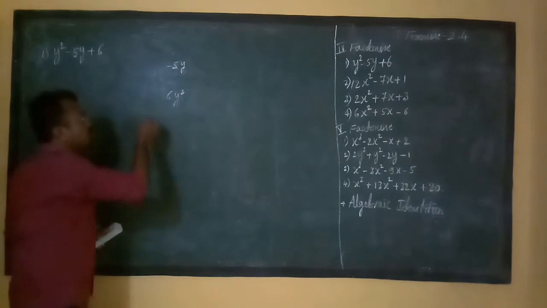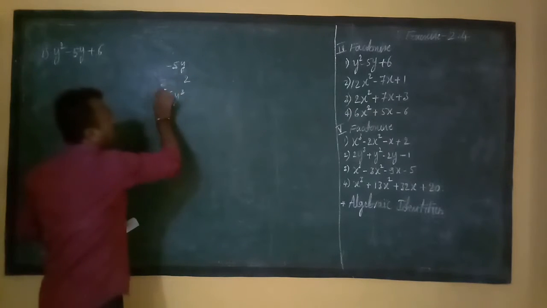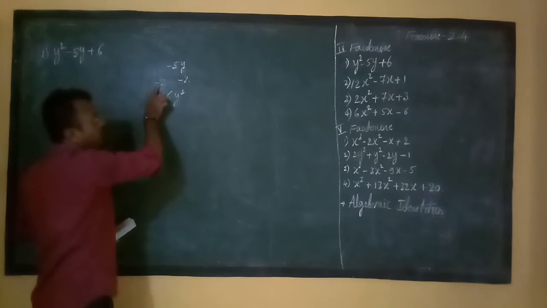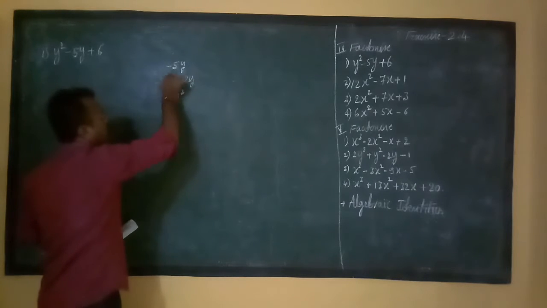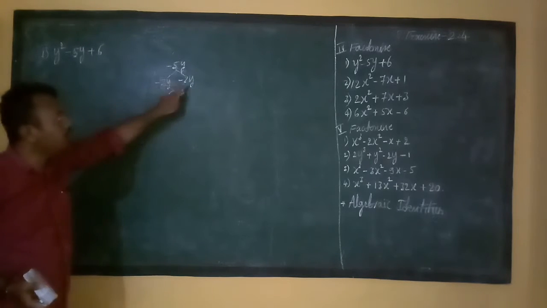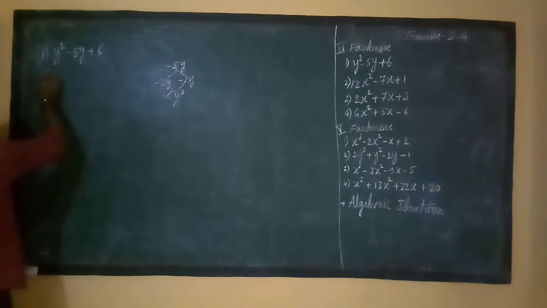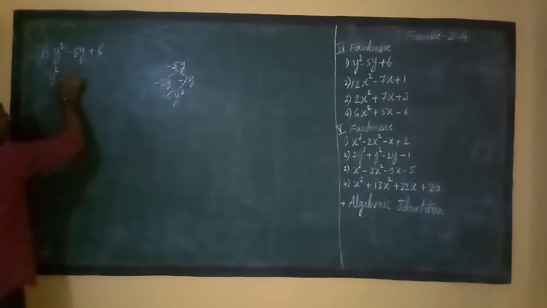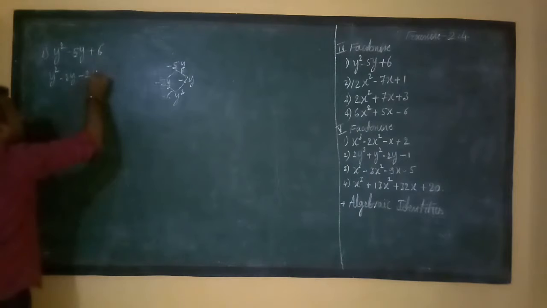What are the numbers? The numbers are 3 and 2. You should take 3 and 2. 3 twos are 6. 3 and 2, if you add, is 5. So what is the sign? 3 has a minus, and 2 also has a minus. So minus 3 minus 2 is minus 5, and minus into minus is plus 6, 3 twos are 6, y square. These are the split of the middle term: minus 3y and minus 2y. Yes students, substituting minus 5y with minus 3y and minus 2y, plus 6 as it is.